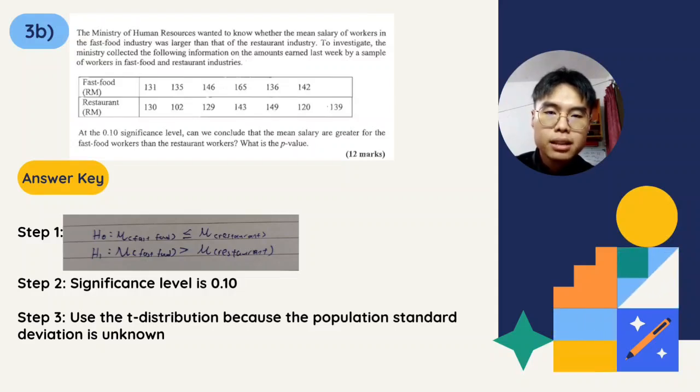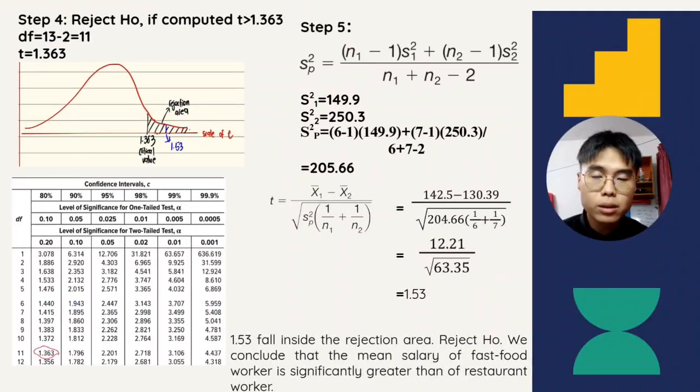Step 3, select a t statistic, because the population standard deviation is unknown. Now, step 4, formulate the decision rule, which is reject H0 if computed t is more than the critical t, which is 1.363. To find critical t, we have to find the degree of freedom first.